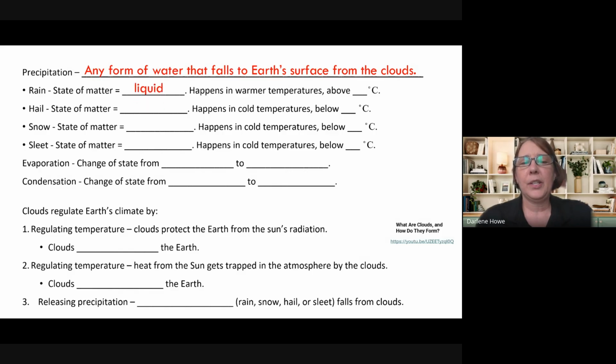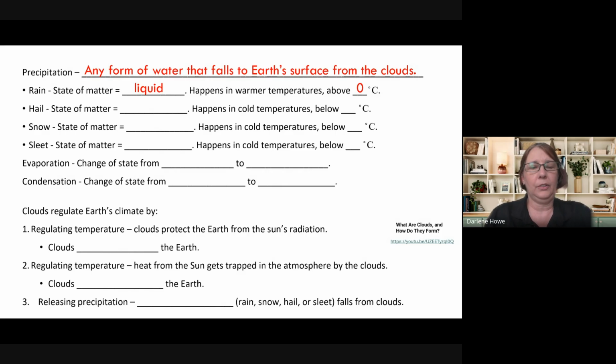Excellent. So rain happens in warmer temperatures. It has to be above 0 degrees. 0 degrees is the temperature at which liquids will freeze or they will melt. Okay, remember, 0 is that magic number where that happens, depending on whether you are taking energy out or putting energy in.